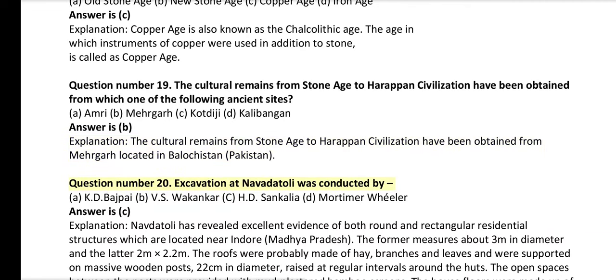Question number 20. Excavation at Nawadatoli was conducted by A. K. D. Bajpai. B. V. S. Wakankar. C. H. D. Sankalia. D. Mortimer Wheeler. Answer is C.